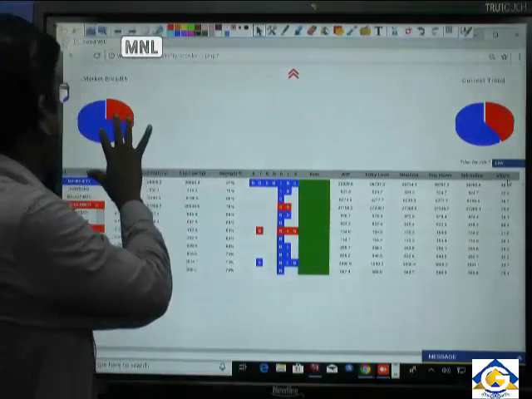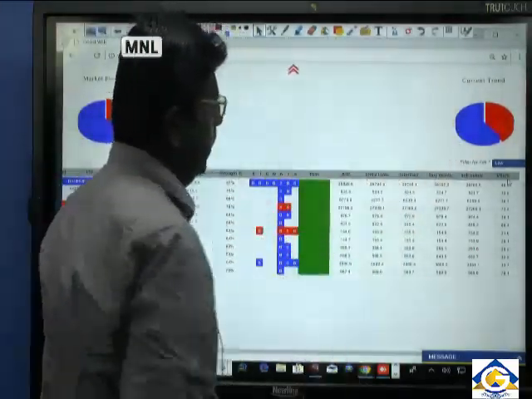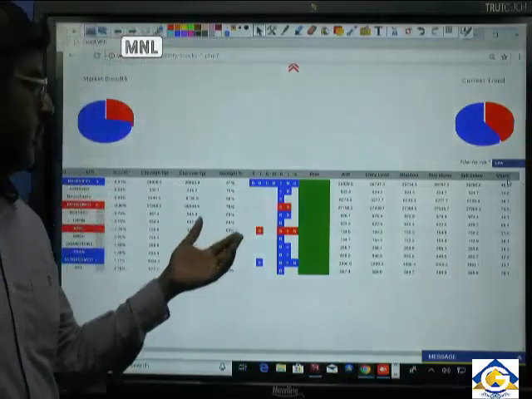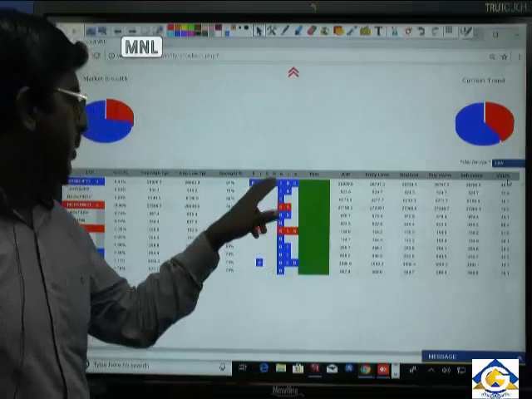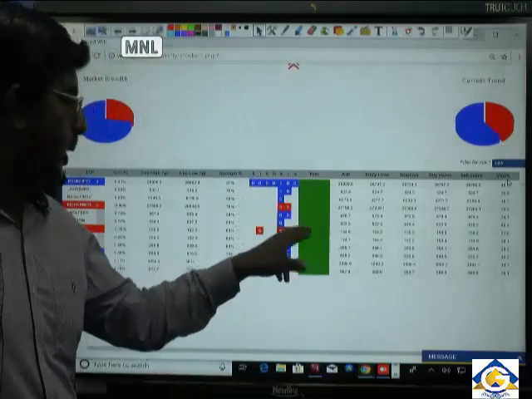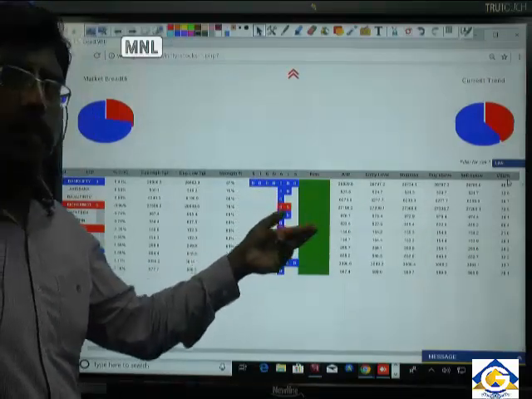You have to see what the market breadth and current trend are. If both are positive, just select the positive stock, that is the stock which is giving a buy call. The blue color is all buy calls, and the red color is what is mentioned as a sell call.